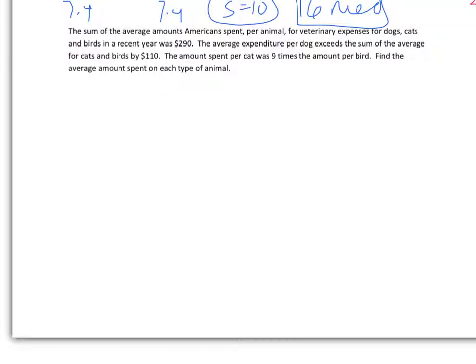So the sum of the average amount Americans spend per animal for veterinary expenses for dogs, cats, and birds in recent years was 290. The average expenditure per dog exceeds the sum of the average for cats and birds by 110. The amount spent per cat was 9 times the amount spent per bird. Find the average amount spent on each type of animal. So let's just say D is dogs, C is cat, and B is birds.